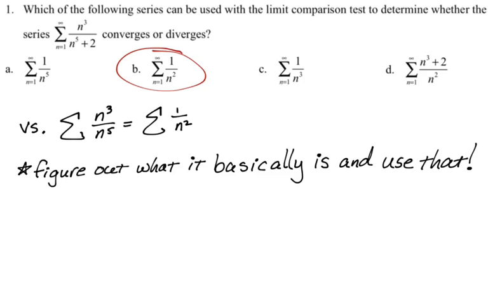So 1 over n squared is a p series, p is equal to 2, which is greater than 1, and therefore it converges. So not really the question, but if it had been the question, I would have said it converges by limit comparison to 1 over n squared. All right, let's take a look at another problem.